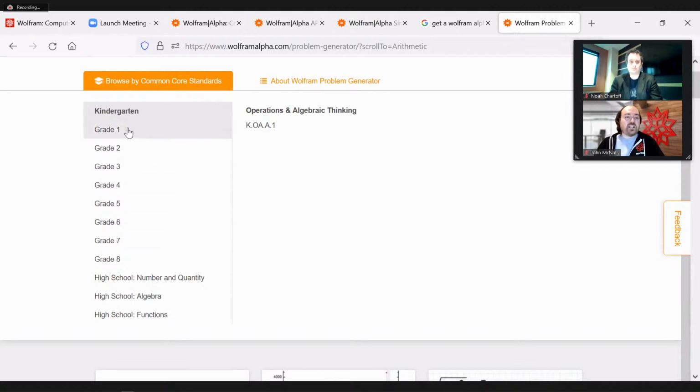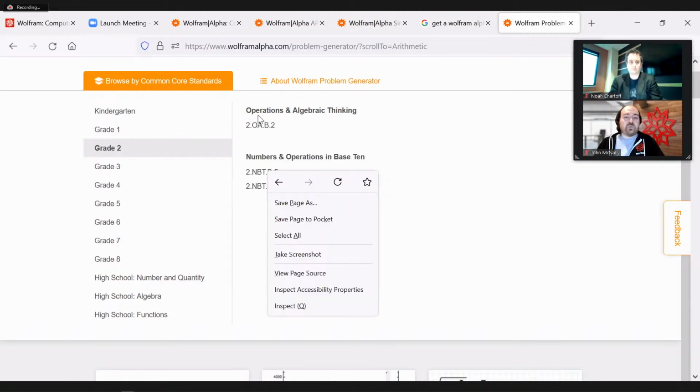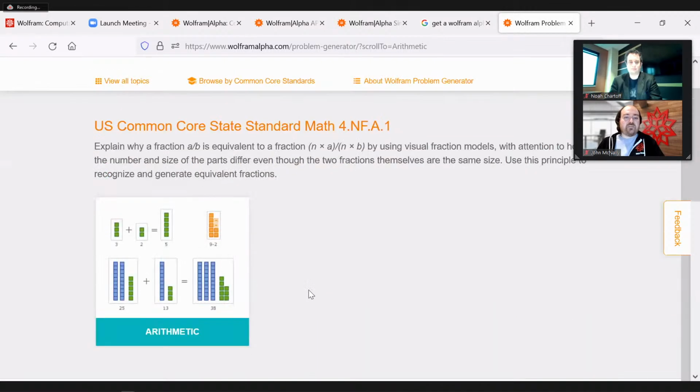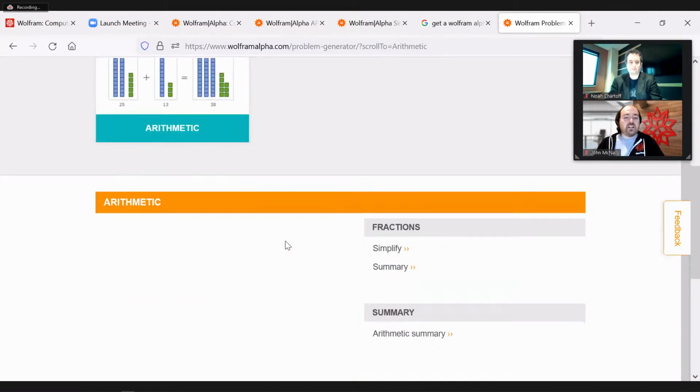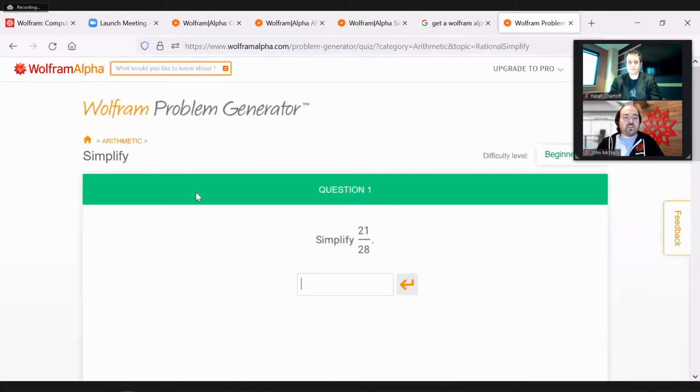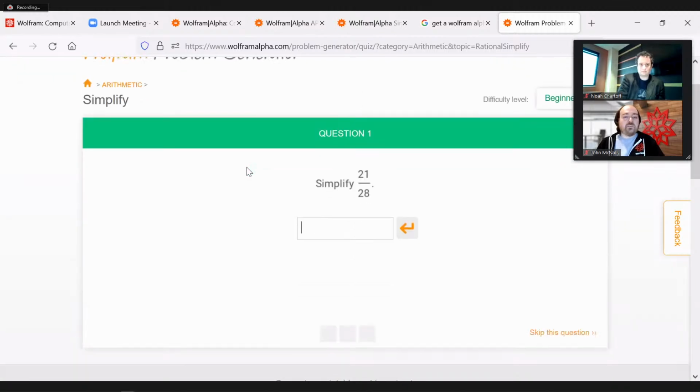Well, if you're looking at the Common Core standards, these are nicely organized if we have a, let's go to a totally random one. I don't know. I guess fractions. Fractions is one that's nice. And then let's say that I want to do some simplification of fractions. So again, I'm not signed in. This is just the website Wolfram Alpha. Go to wolframalpha.com/problem generator. You can also Google it and it should come up.